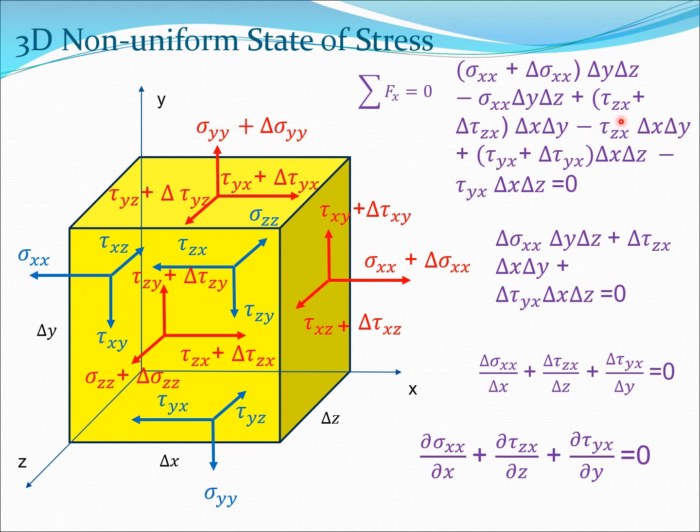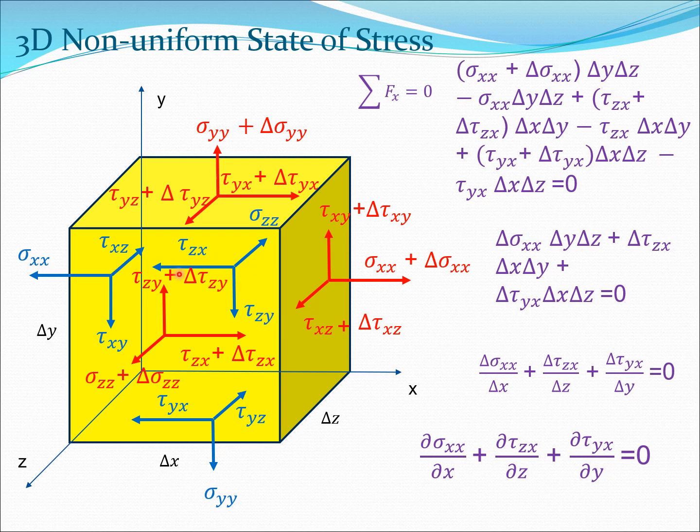Now next we look at tau zx plus delta tau zx. So that's the force here, tau zx plus delta tau zx, and this is multiplied in the direction delta x delta y. That's the area of cross section of this face here. So you subtract from it tau zx delta x delta y, which is in the reverse direction.